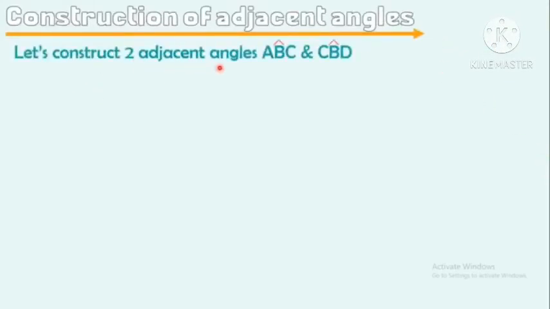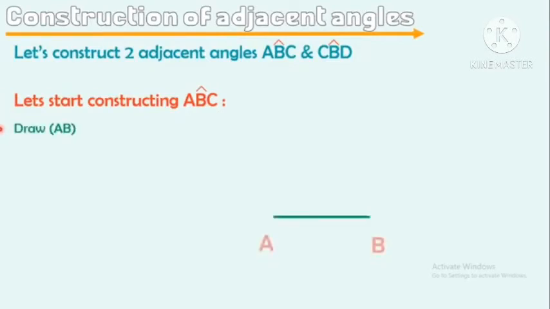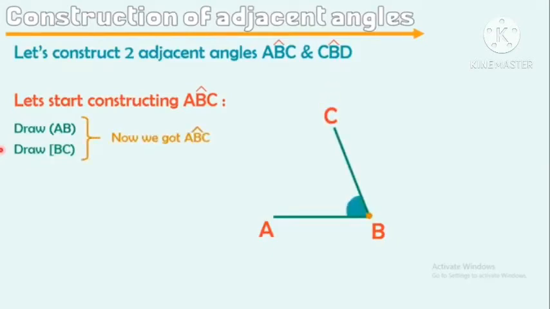Okay, now we are going to talk about how to construct adjacent angles, how to draw. Let's draw any two adjacent angles, ABC and CBD. So start drawing angle ABC. We start by drawing AB. The vertex is B. So at B, we continue with the semiline BC. So we have angle ABC.